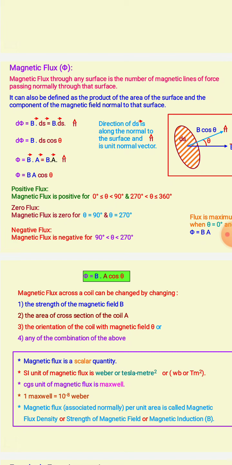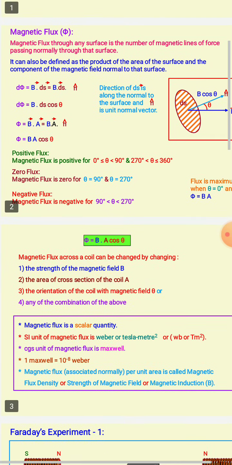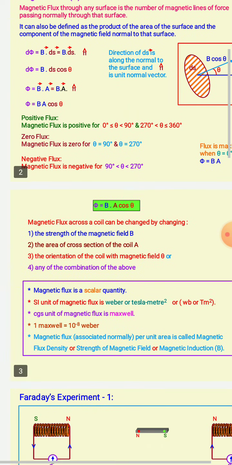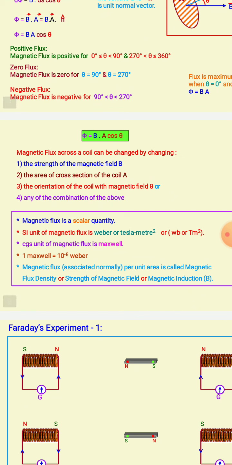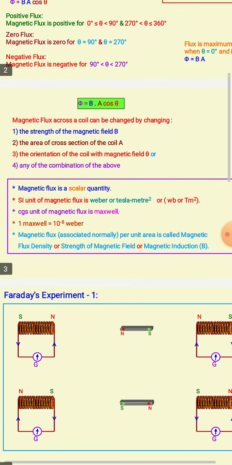So magnetic flux is positive for θ less than 90 degrees, or if θ lies in the fourth quadrant, and it is 0 for θ equal to 90 degrees and 270 degrees, and it is negative for the second quadrant because cos is negative in the second quadrant. So it means the magnetic flux is BA cos θ.